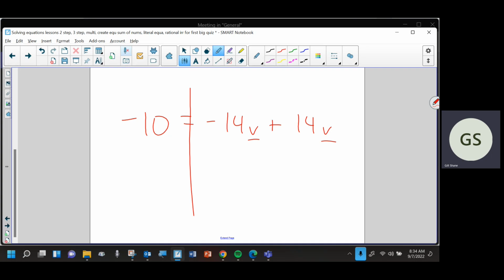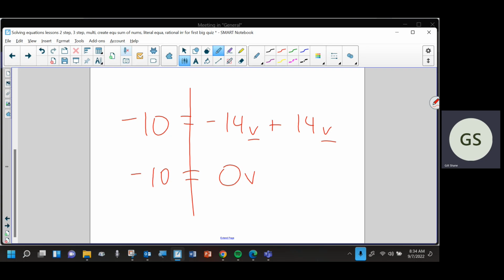This is the weird thing that happens. If I combine those, what do I get? I'm in debt 14, somebody gives me $14. So where am I at? 0. I'm at 0, right? I'm not in debt. I don't have any money, so I'm not positive, but I'm not in debt anymore. I'm at 0. So I get 0v right there.